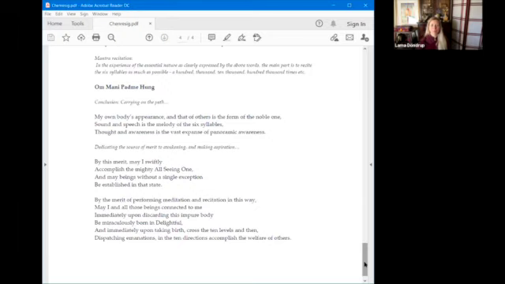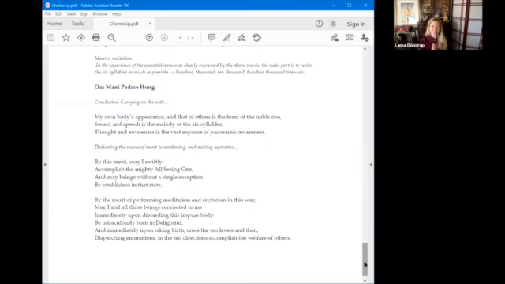My own body's appearance and that of others is the form of the Noble One. Sound and speech is the melody of the 6 syllables. Thought and awareness is the vast expanse of panoramic awareness. And as we do with all practice, we share any benefit that's come from doing the practice with all beings by dedicating the merit. By this merit may I swiftly accomplish the mighty all-seeing one, and may beings without a single exception be established in that state.